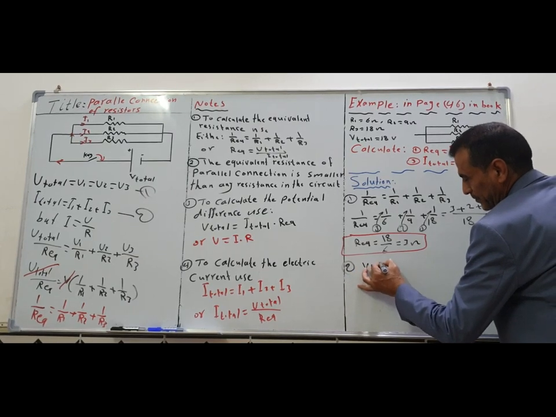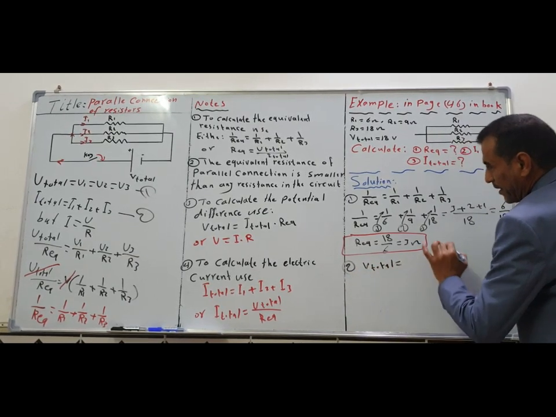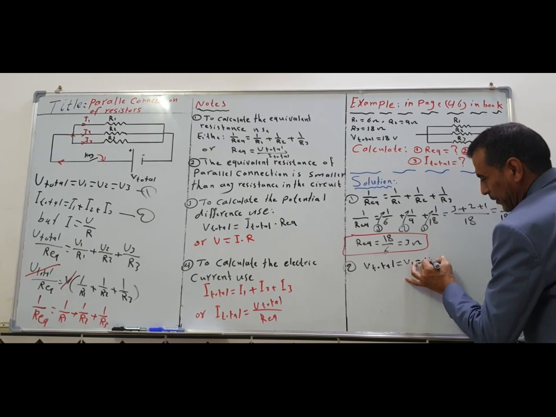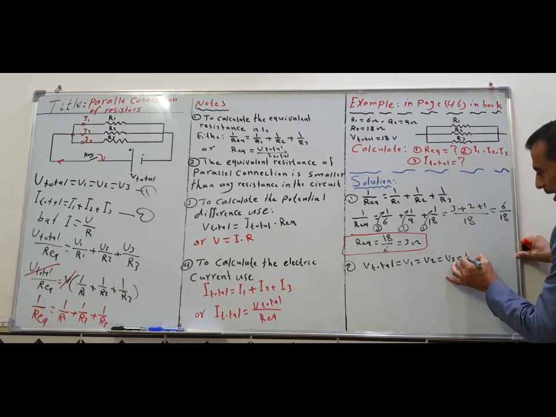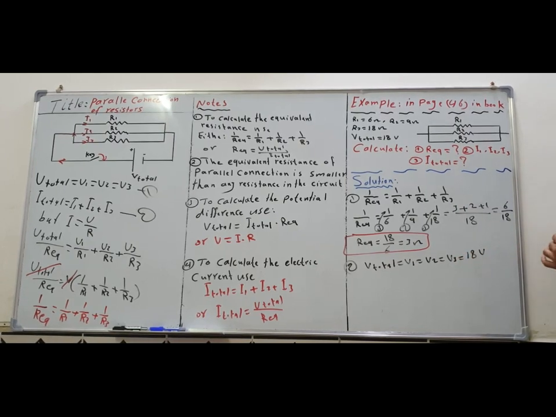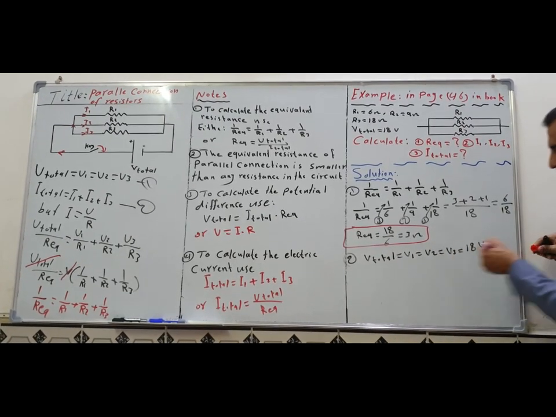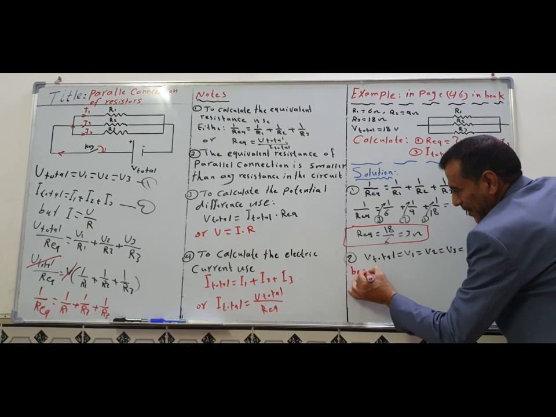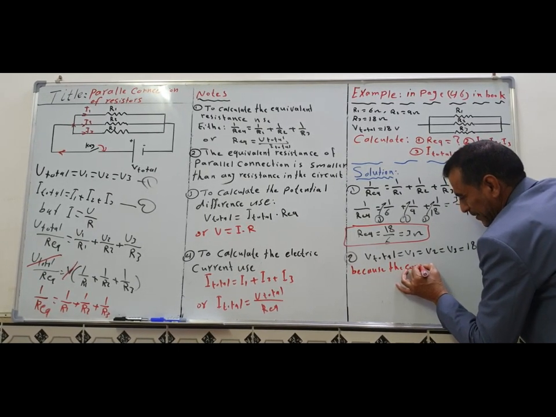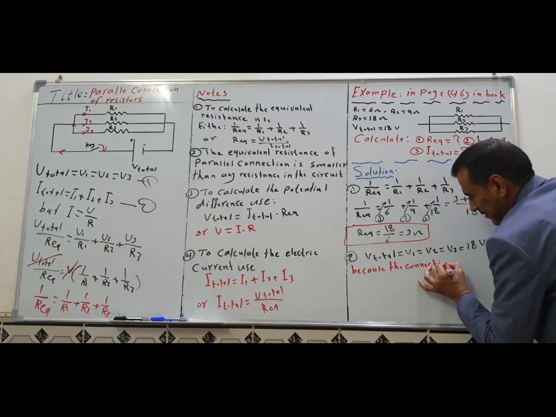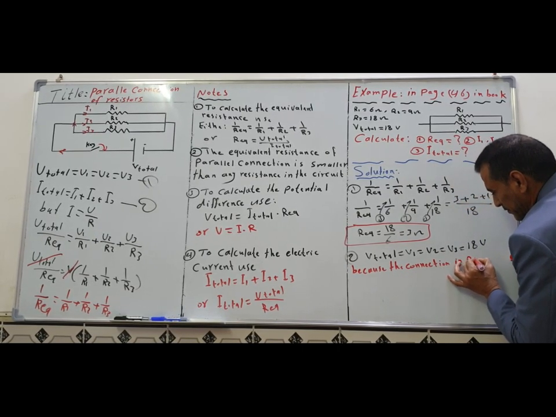V total equals V1, V2, V3, which equals 18 volt, because the connection is in parallel.